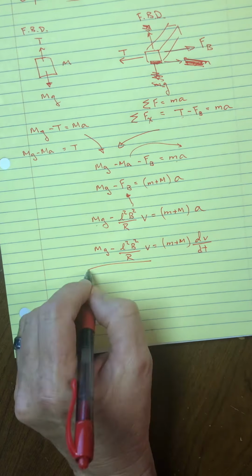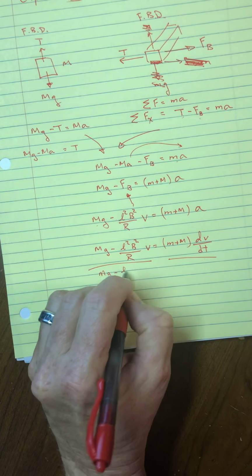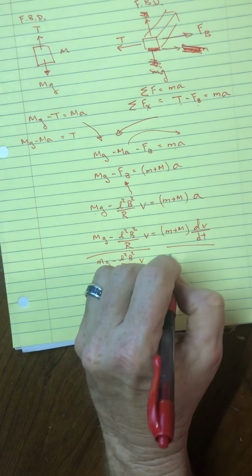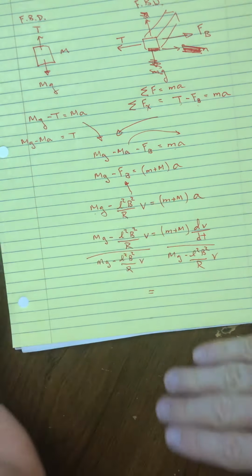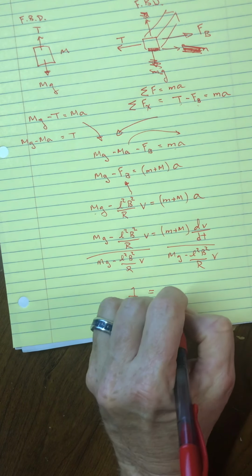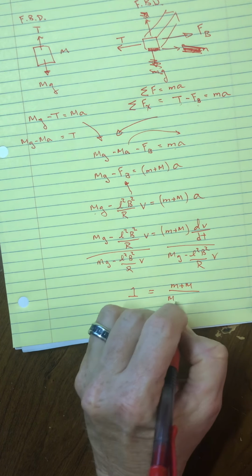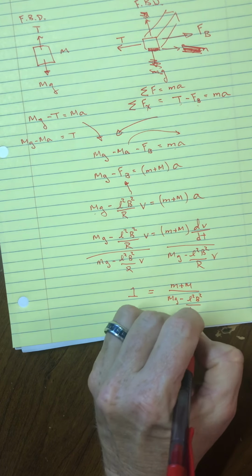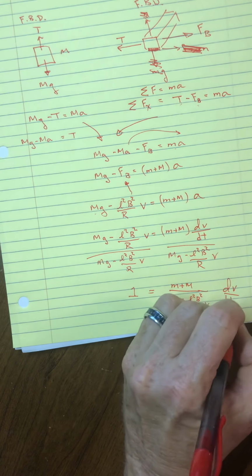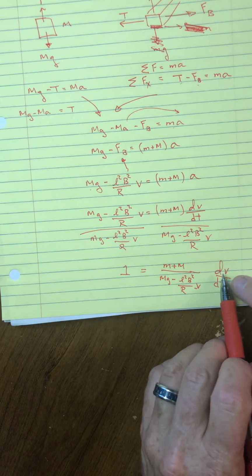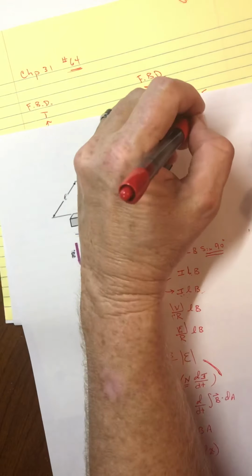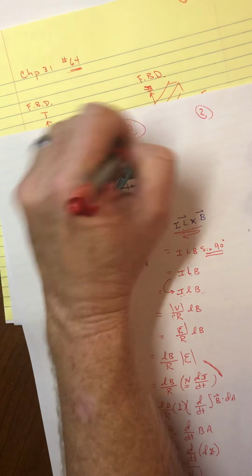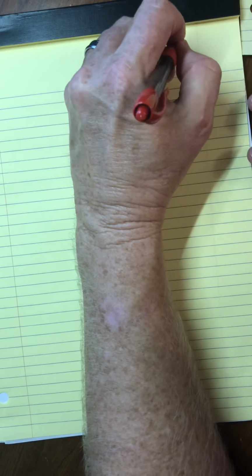So to make it work, we probably should divide both sides by mg minus L squared B squared over R times V. So that over here on the left-hand side we get just the number 1, and over here on the right-hand side we were able to get our V's together, or at least get that V together with the dV. Moving on here to page 3.